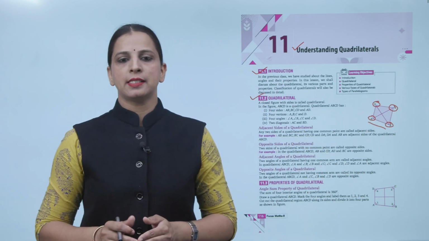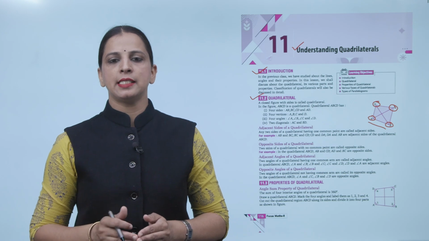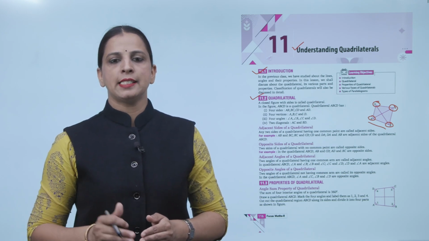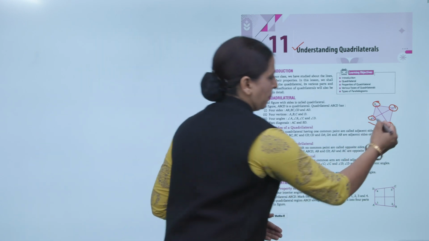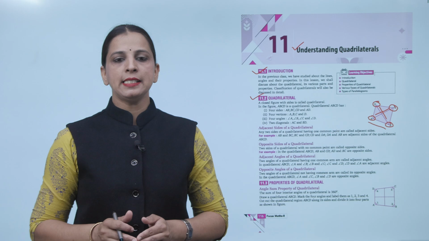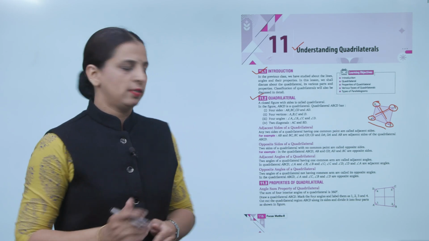Third, four angles: angle A, angle B, angle C and angle D. Fourth, two diagonals: AC and BD. Now, adjacent sides of a quadrilateral.